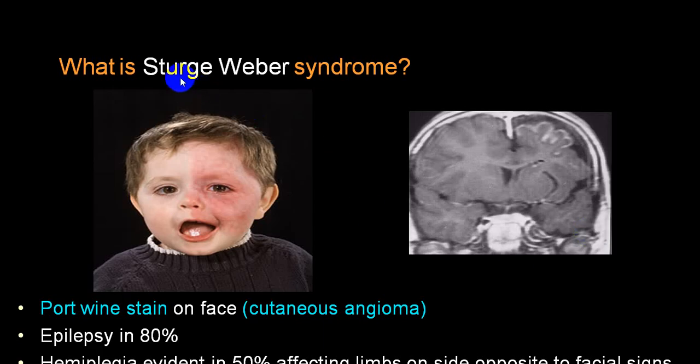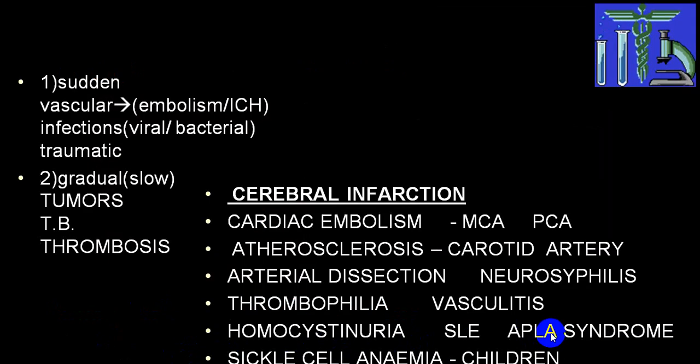There is one condition called Sturge-Weber syndrome, where you get cutaneous angiomas with a port wine stain. The person will have epilepsy, and 50% of the time they will develop hemiplegia. This is quite common in children. You can see a pigmentation. This is cutaneous angioma, port wine stain, angioma with epilepsy, and 50% of the time they will have hemiplegia. So do keep it in mind.